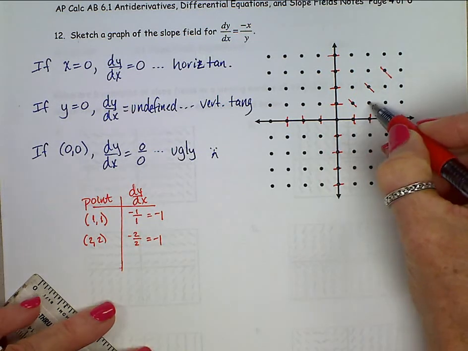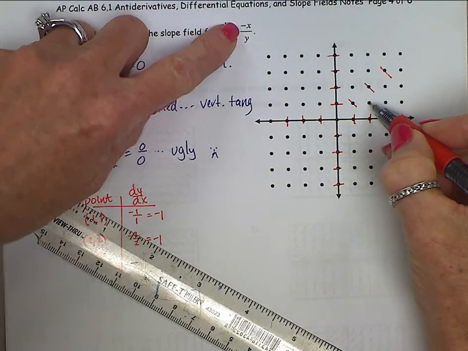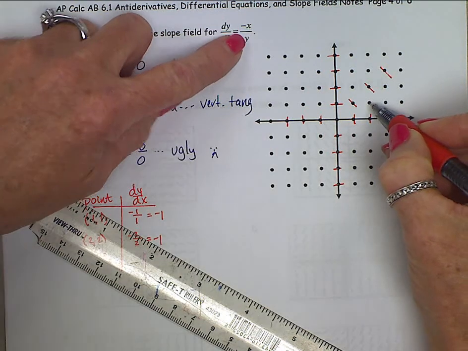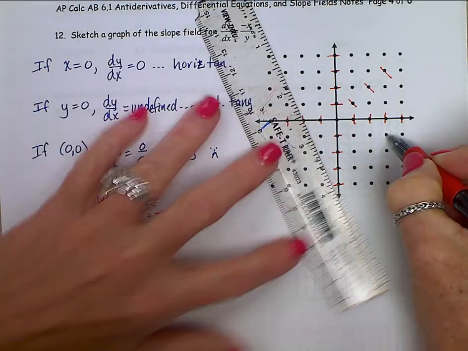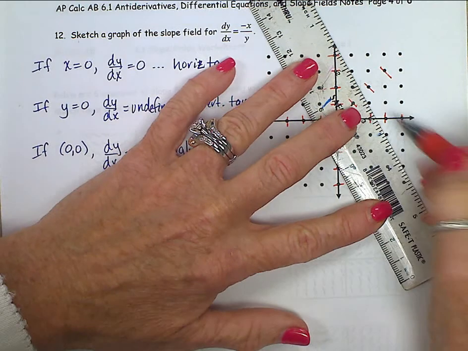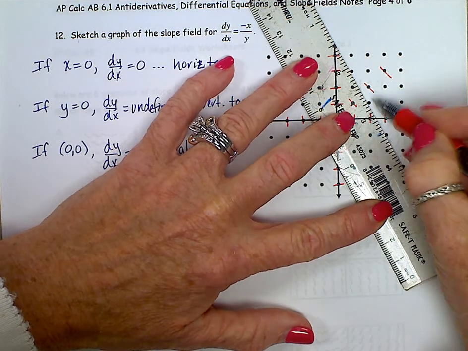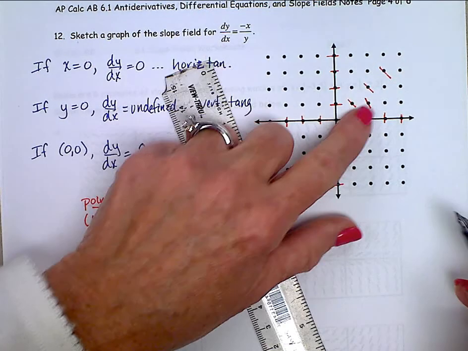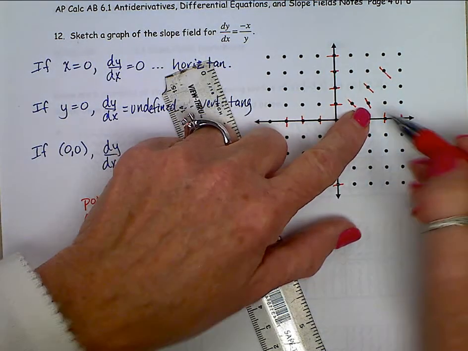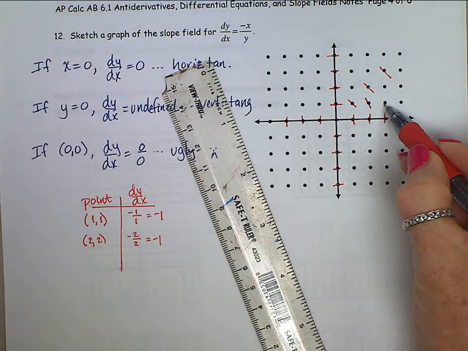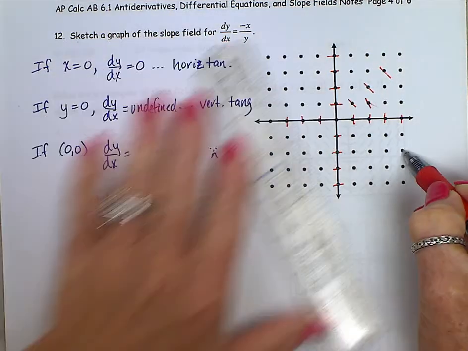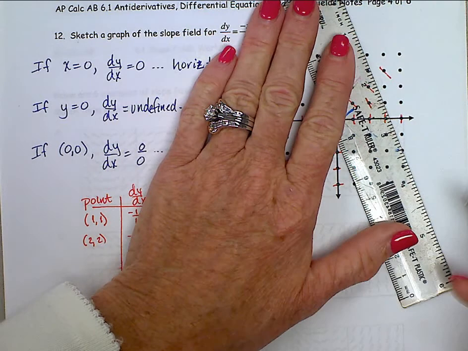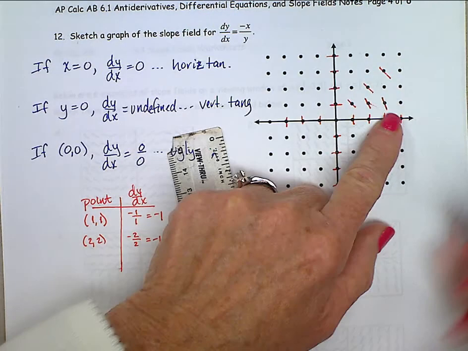This point is (2, 1), so the slope will be negative 2 over 1, or negative 2. So from that point, down 2 and over 1, take the ruler and line up those dots. Here's where we started, down 2 over 1, and we put a little baby slope segment there. That one has a slope of negative 2. This point right here at (3, 1), plugging in, that's negative 3 over 1. So from that point down 3, 1, 2, 3, and over 1, line up those dots with a straight edge, and there's that slope of negative 3.